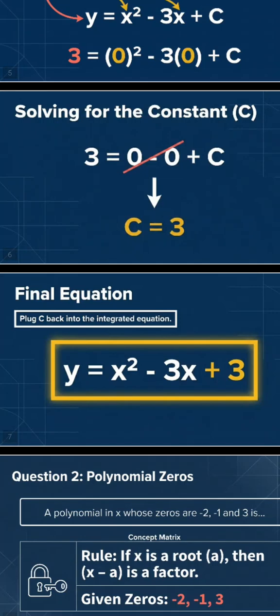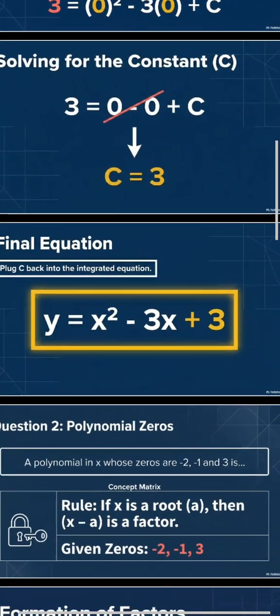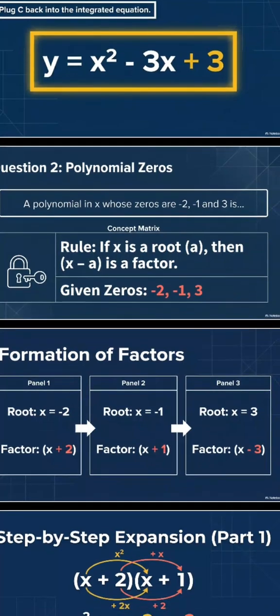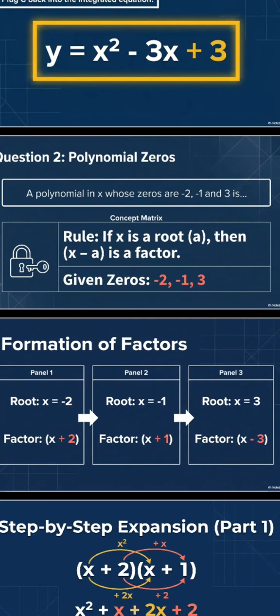Now, to finalize it, you substitute c into the equation you got, that is y is equal to x squared minus 3x plus c. Since c is equal to 3, it turns to y is equal to x squared minus 3x plus 3. That is the solution to question 1. Kudos to those of you that got it right, and some missed it along the way. I believe by now you might have known where you got it wrong. So let's go to the second one.